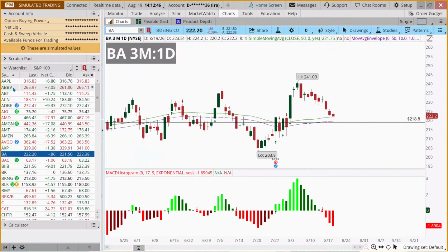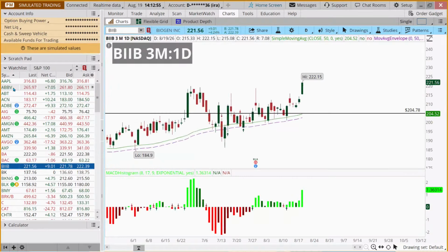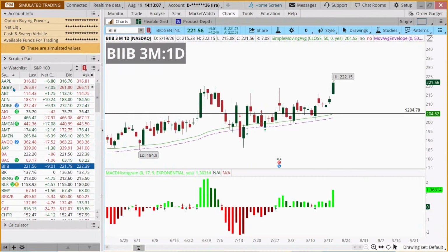Boeing, red MACD, done. Bank of America, red MACD, we're done. BIIB, green MACD, stock's above the rising moving average. How long ago was this buy signal? And when I'm asking how long ago the buy signal was, I'm just counting back when whatever the last arrow was to go green, how long ago it went green. So this was about 6 days ago, BIIB gave a green arrow.